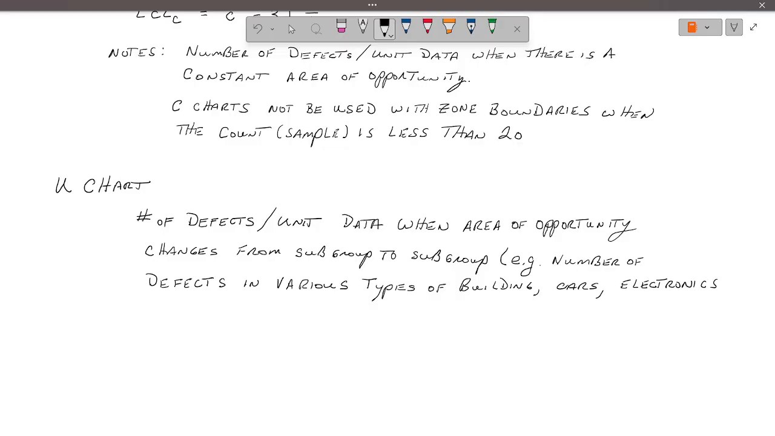Okay. So U-charts are good when there's a variation between subgroups and you are looking for the areas of defects in various types.